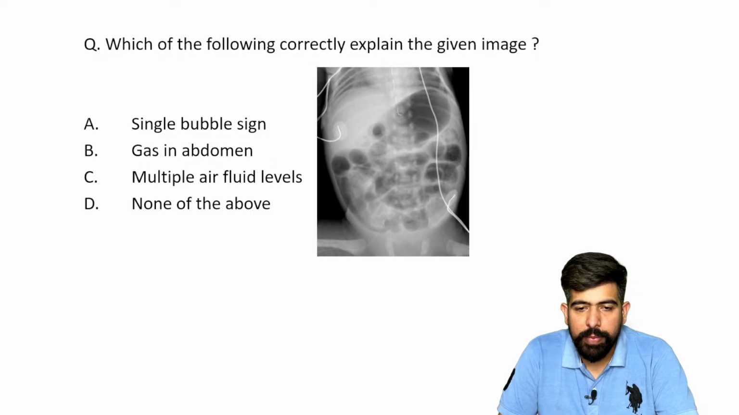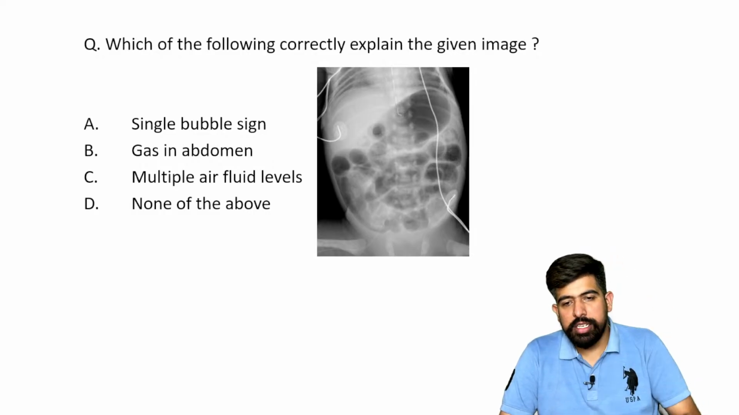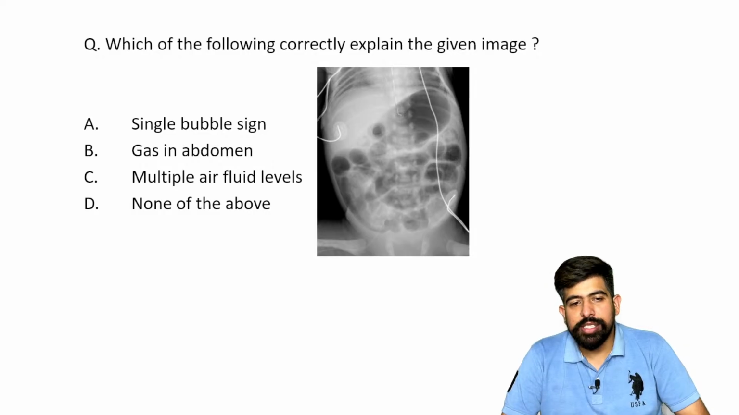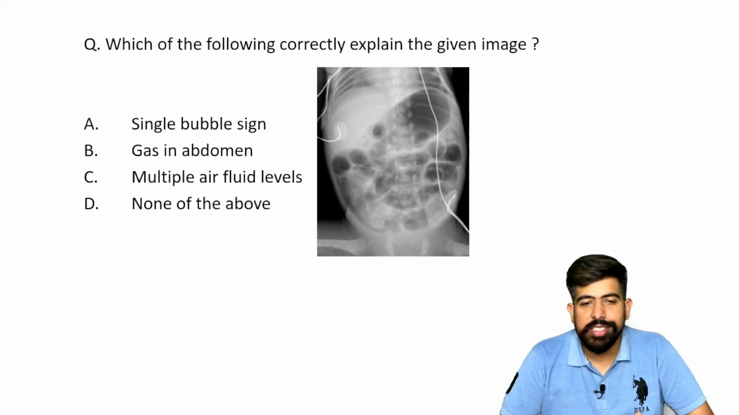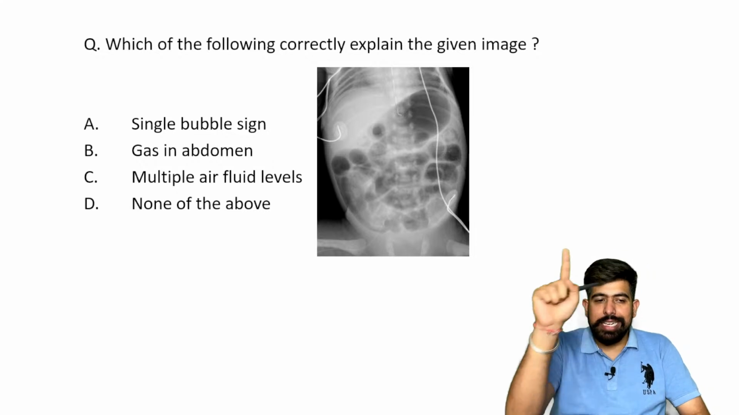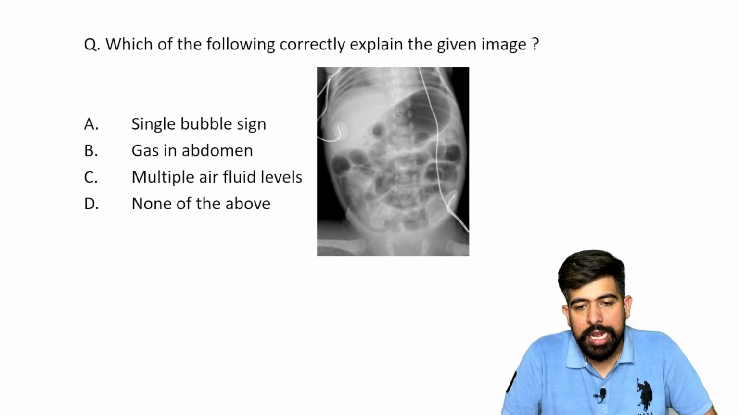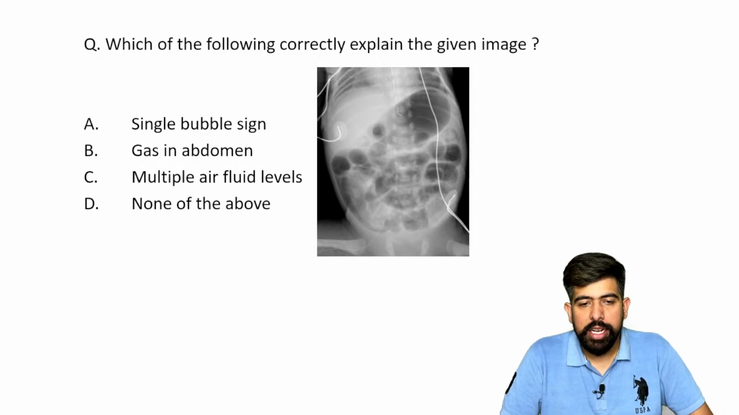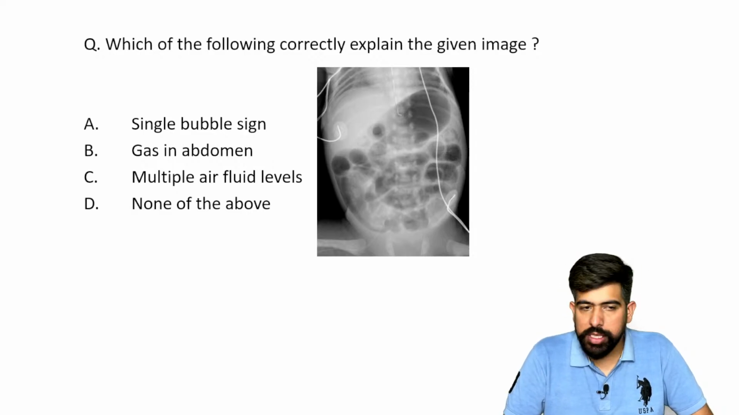Now try to understand, guys. Rule out the first thing: don't reply about option A. The single bubble sign is not there. You can see there is not a single bubble. The single bubble sign I showed you, only the single bubble will be seen in the abdominal X-ray. Only the one. Option A is never ever possible.